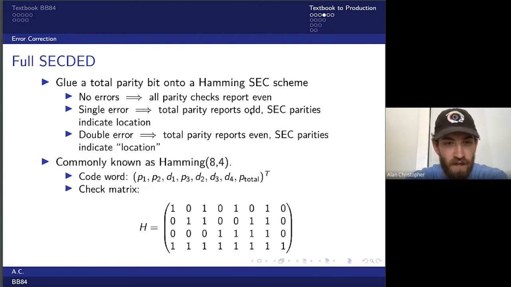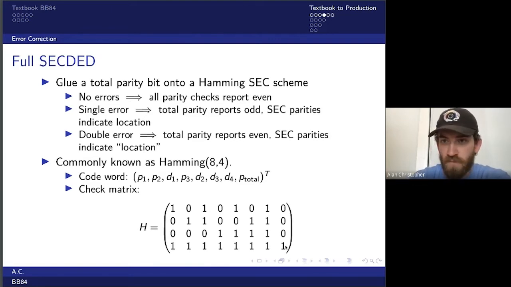And this scheme is what's commonly called Hamming 8-4. Again, you can do it for any power of 2. Just extend the construction on in the same fashion until you hit the desired size of code word. And we have the exact same code word to start with, P1, P2, D1, P3, D2, D3, D4, and then we just glued this P total on the end, and that's going to correspond to this extra all ones row at the bottom of our check matrix.